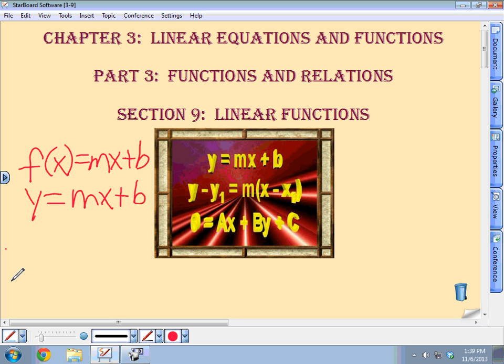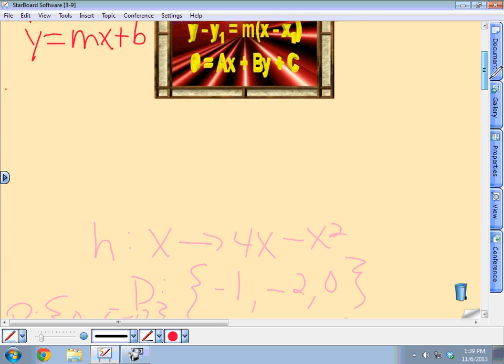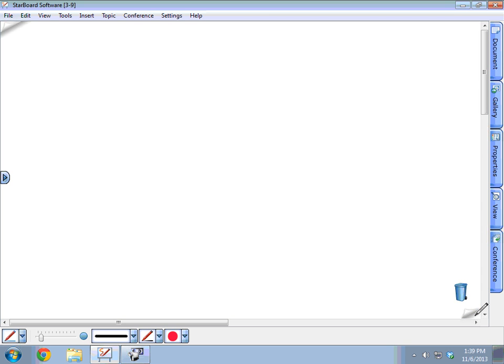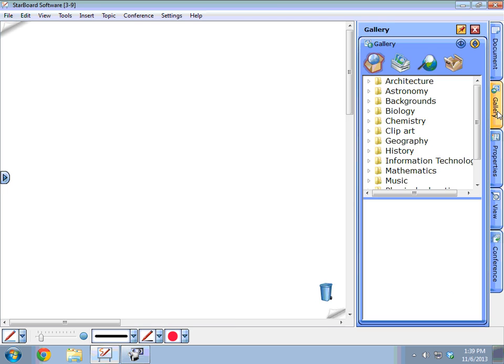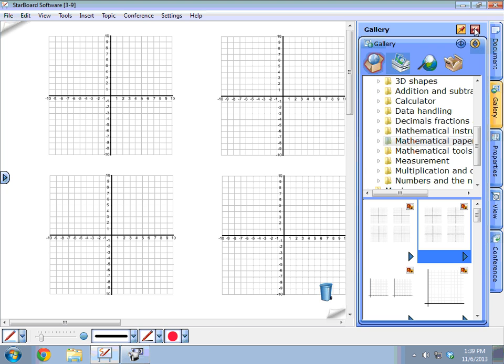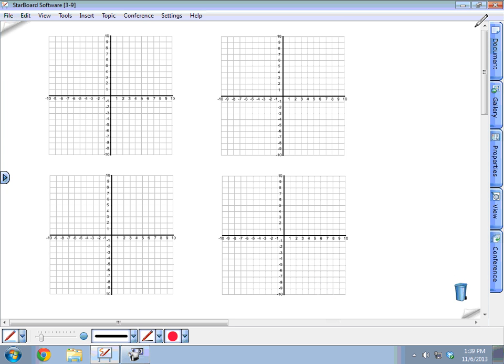Now, a constant function. Let's go to the next page. So I already wrote for the homework. Okay. If I have a constant function, it looks like this.